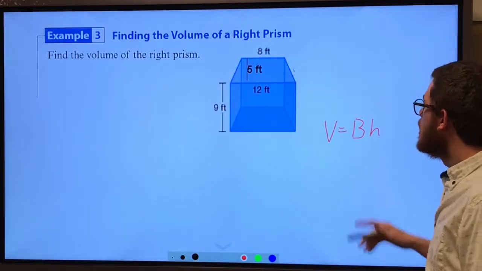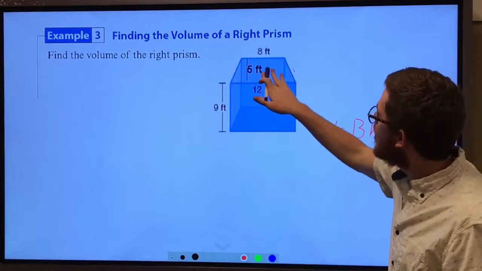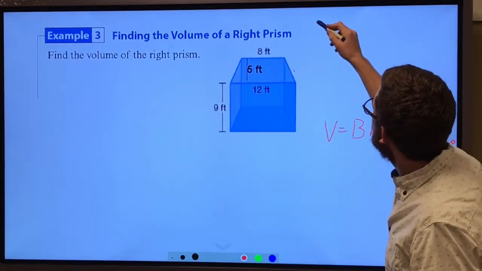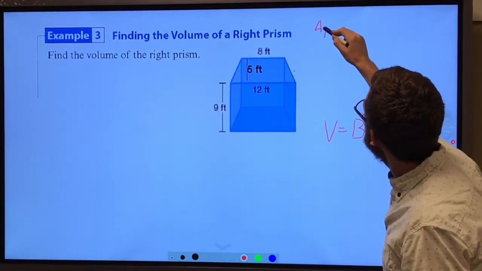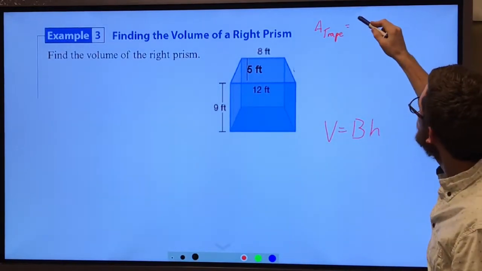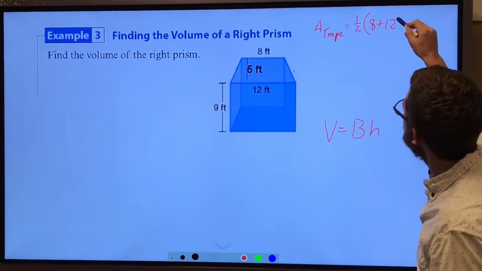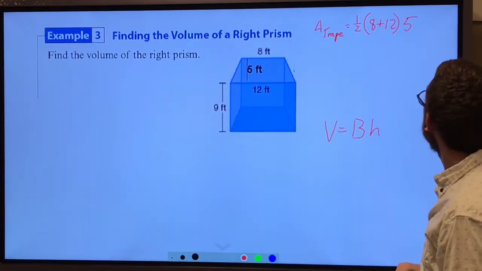So we need to know the area of that trapezoid. We need to know the area of this base. And the area of a trapezoid is going to be 1/2 base 1 plus base 2 times the height of that trapezoid.